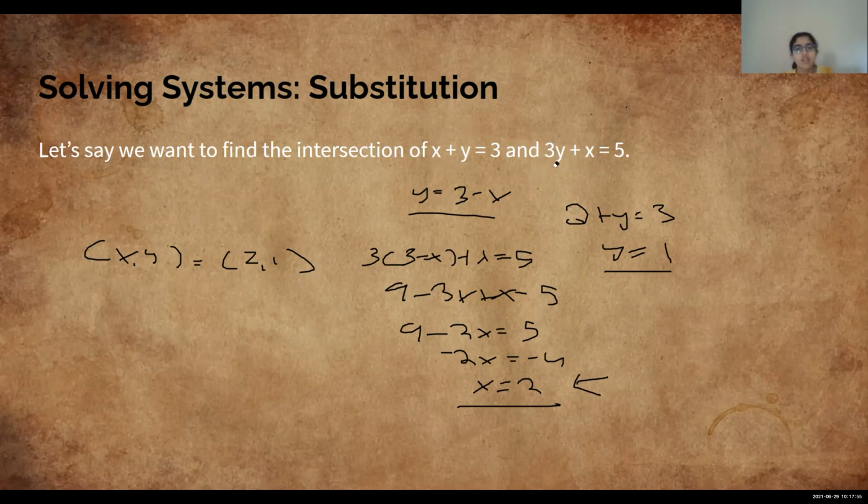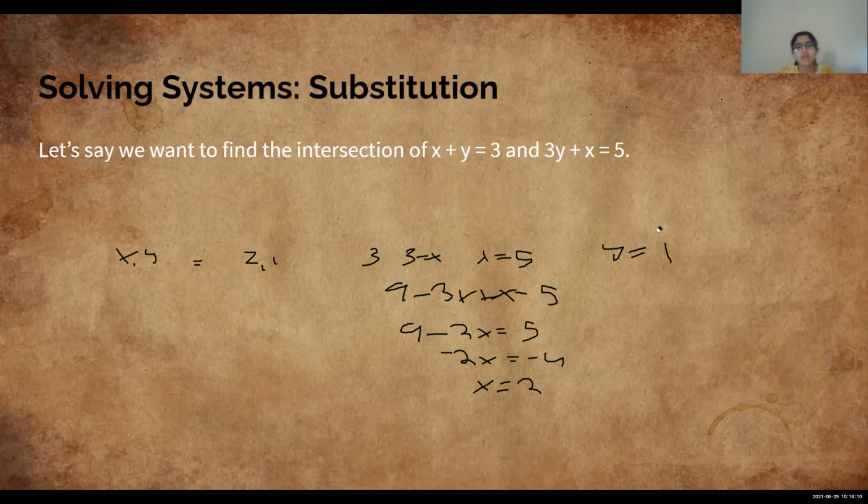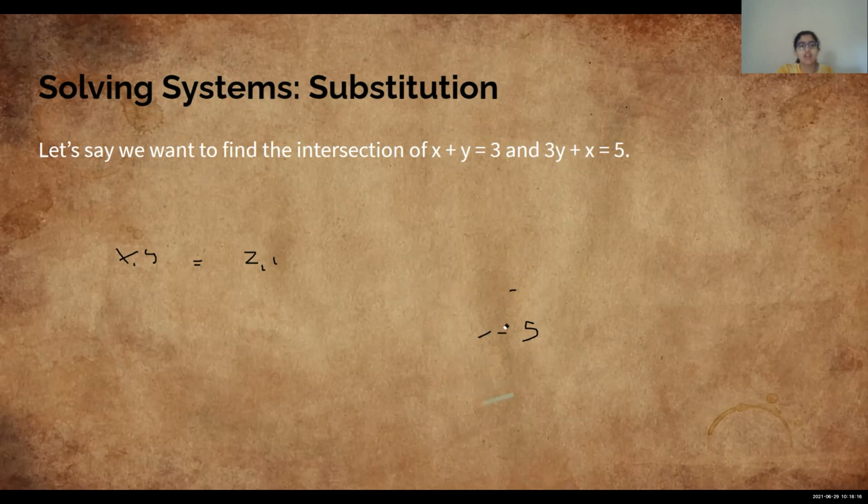I'd also just like to say that the reason we're able to substitute is because the value of x in the first equation and the value of x in the second equation are equal to each other because this is a point of intersection. And the value of y in the first equation and the value of y in the second equation are also equal to each other because, again, this is a point of intersection, meaning it's only one point, meaning that there's only one value for each of x and y.